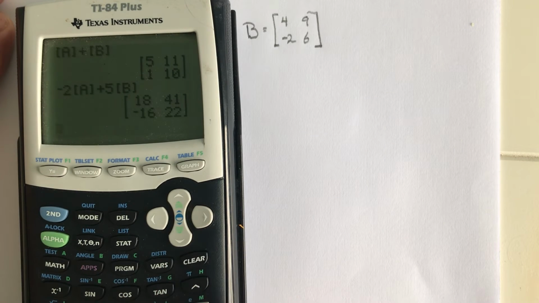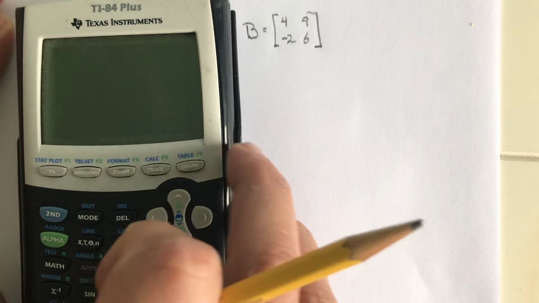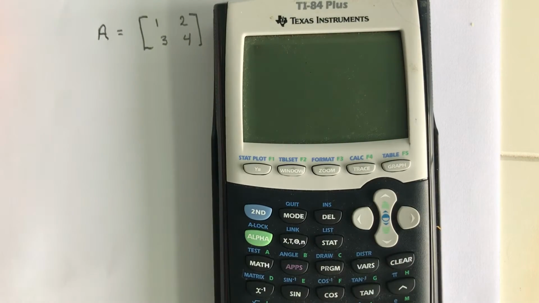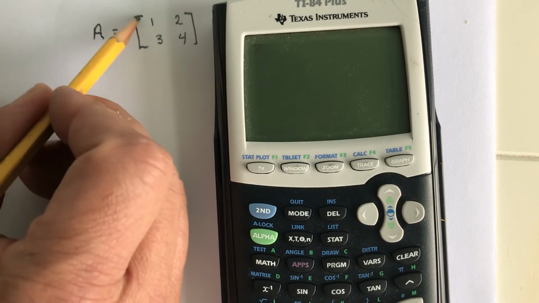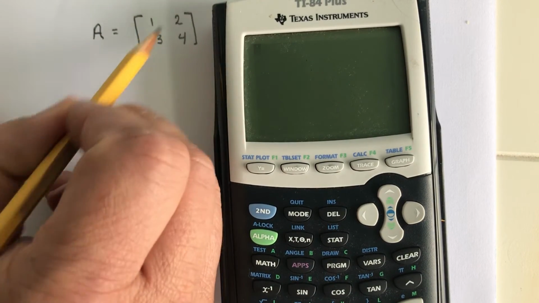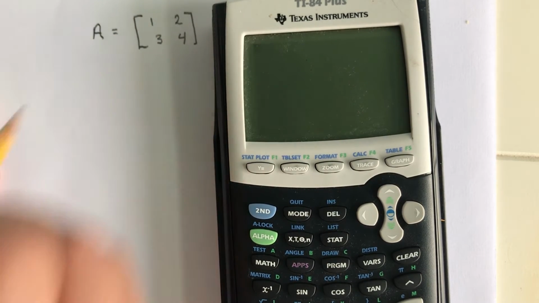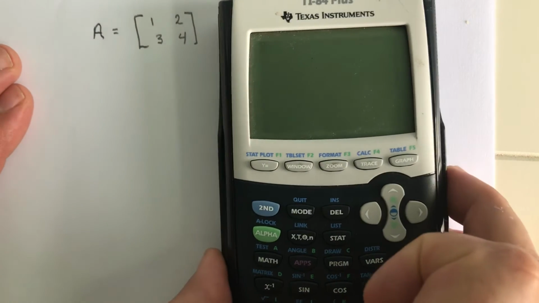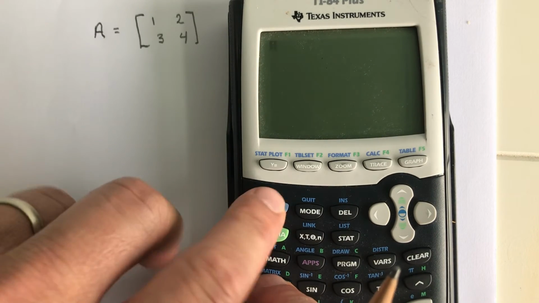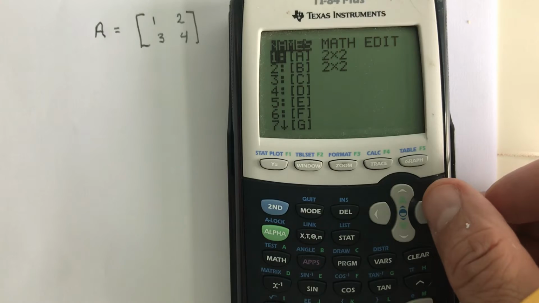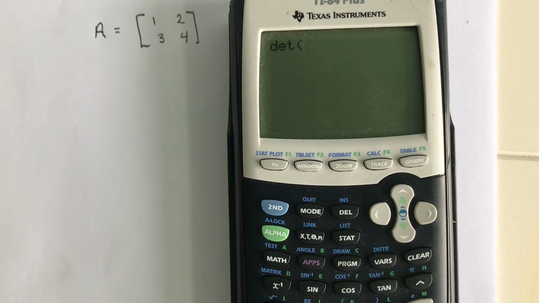Now you guys also studied the determinant of a matrix. The determinant of a matrix, in this case, as he describes it, is that you multiply AD minus BC. So in this case, it would be 4 take away 6, which is -2. There is a determinant button in your calculator. You just got to hit matrix, and you want to go to math, and you'll notice the very first thing is DET. That means determinant.